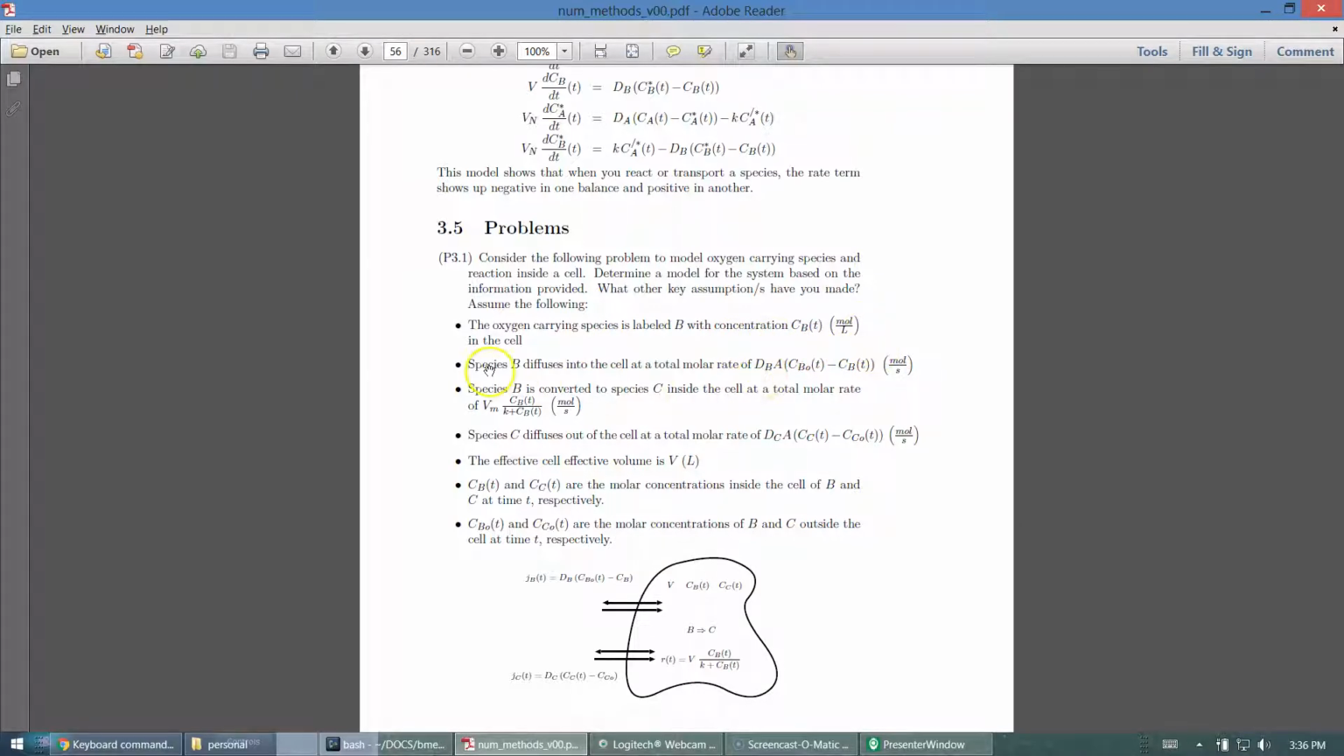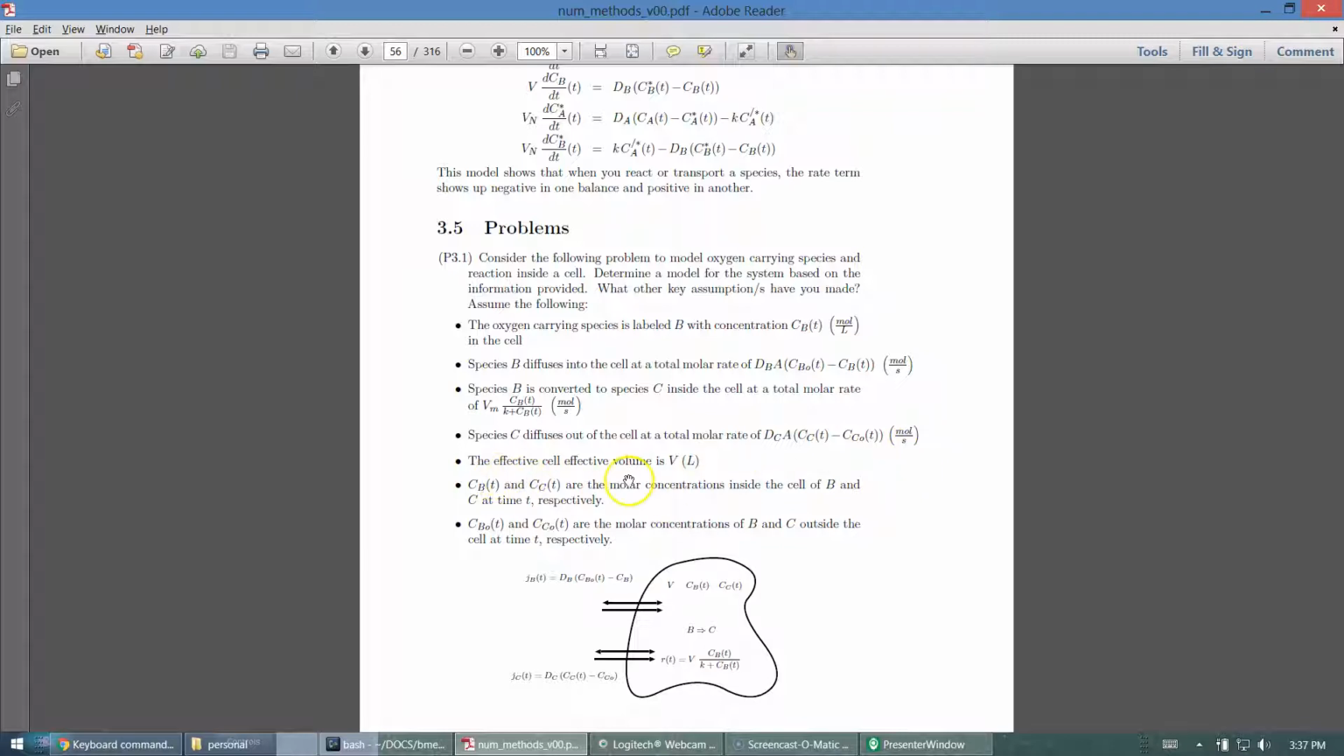in the cell. Species B diffuses into the cell at a total molar rate of D sub B times A times the quantity C_B naught minus C_B, and again moles per second are the units. Species B is converted to species C inside the cell at a total molar rate of V_m times C_B over K plus C_B, moles per second for that rate. Species C diffuses out of the cell at a total molar rate of D sub C A, quantity C sub C minus C sub C naught of t, moles per second.